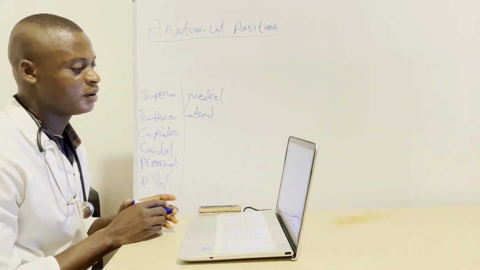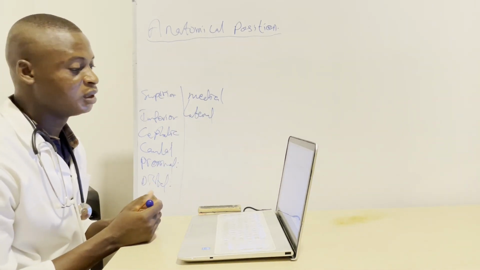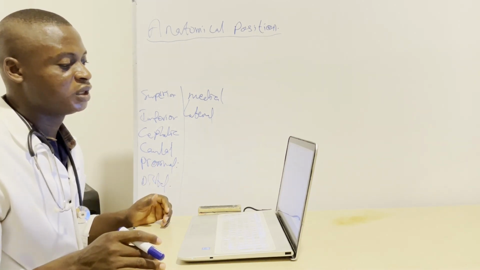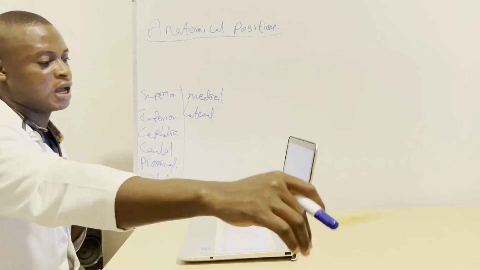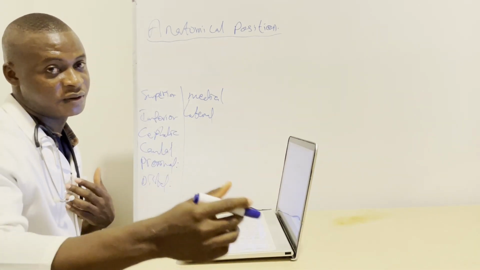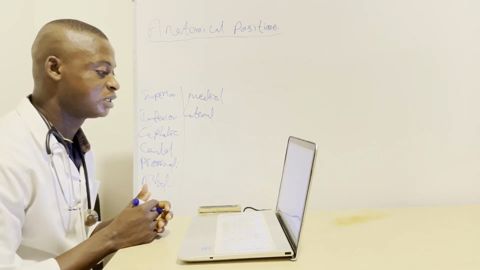Lateral means away from the midline of the body. Okay. So any structure that is away from the midline of the body. Arm is lateral to the thorax. Okay. This is the thorax and this is the arm. So it's far away from the thorax, that means far away from the midline of the body. So that means it is lateral.